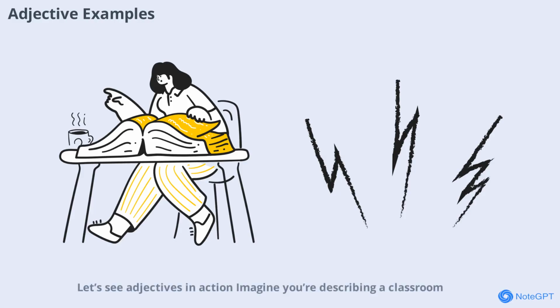Let's see adjectives in action. Imagine you're describing a classroom. It could be large, bright, or modern. These adjectives give more information about the classroom. Adjectives can also describe people, like friendly teacher or hardworking student. By using adjectives, you make your language richer and more engaging.